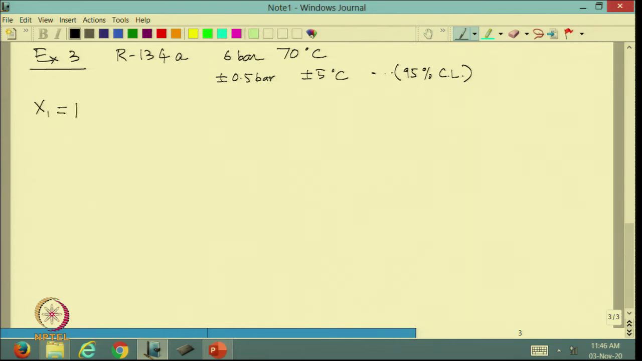Our first variable x1 will correspond to P, and we have P bar equal to 6 bar and U_P bar equal to half of 0.5 bar, which is 0.25 bar. X2 corresponds to temperature. The mean value of temperature is 70 degrees Celsius. U_T bar is equal to half of this value, which is 2.5 degrees Celsius.